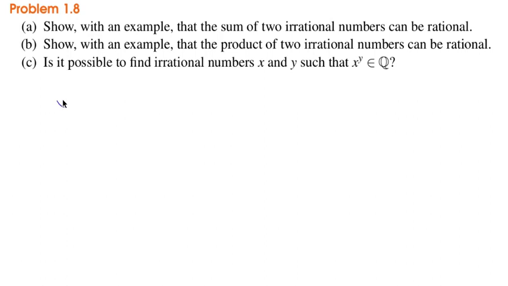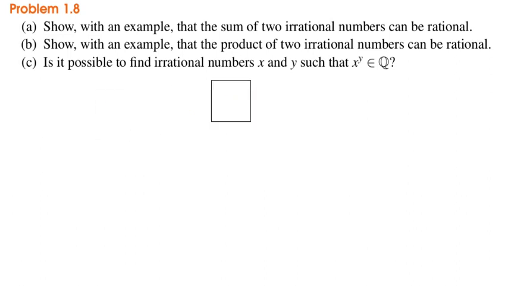for instance, suppose x is 1 plus the square root of 2 and y is 1 minus the square root of 2. So x plus y will be 2, and the irrational part cancels out. 2 is a rational number, and of course x and y are not rational, because their decimal expansion is 1 plus the decimal expansion of the square root of 2, which is infinite and not periodic. So these two are irrational, but their sum is rational.